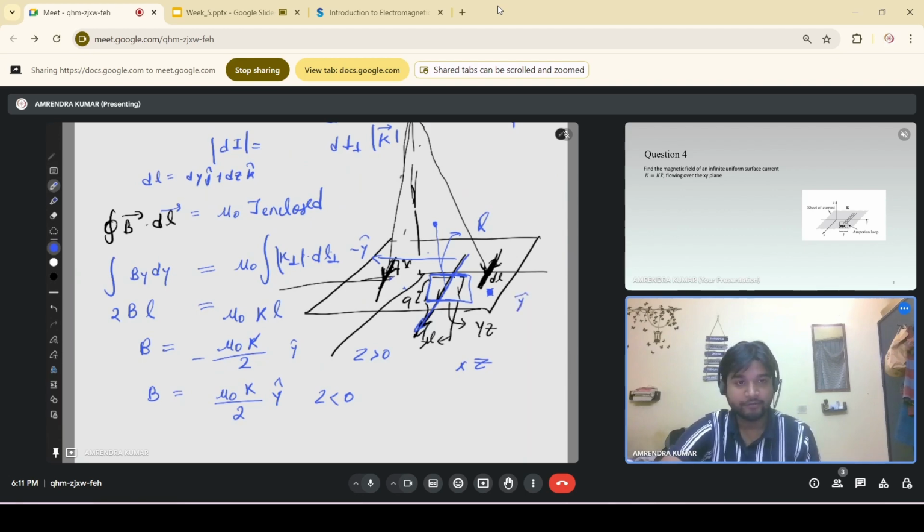Okay, so the cross product I'm talking about is dl cross r cap. dl is in the x cap direction, and r cap is in this direction. So it's natural that dl cross r cap is nothing but dl into x cap cross z cap, which gives y cap.